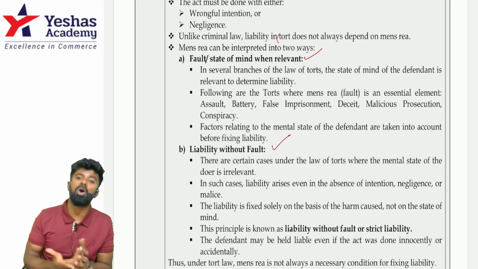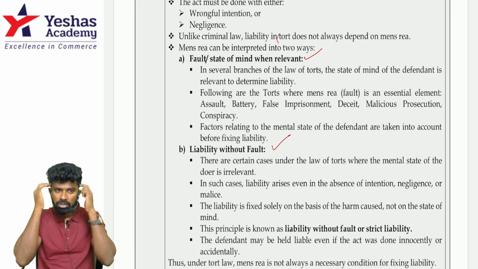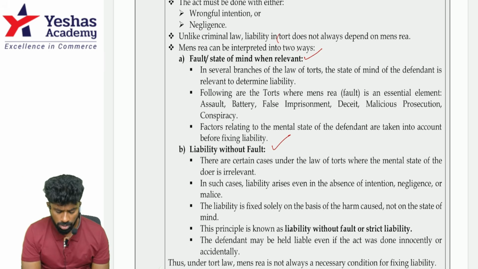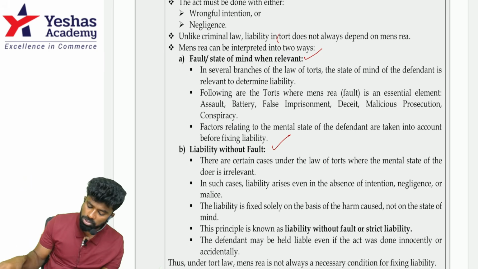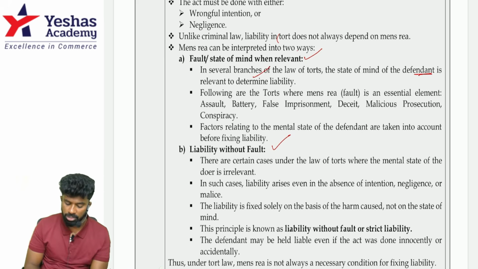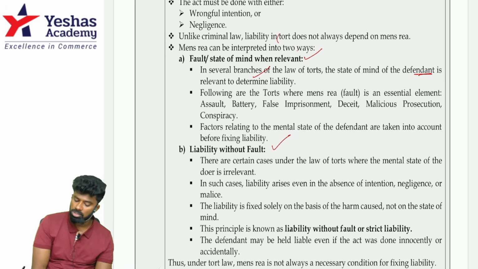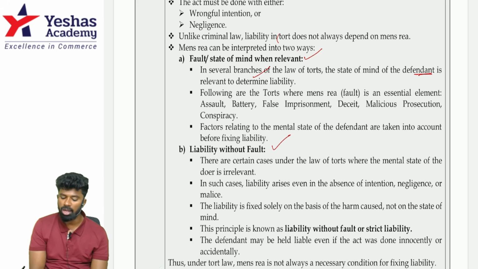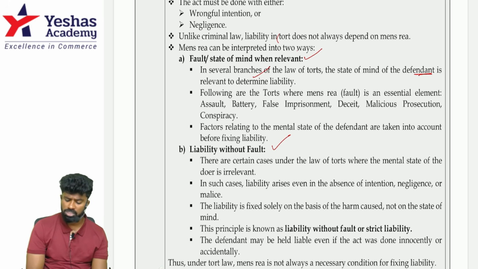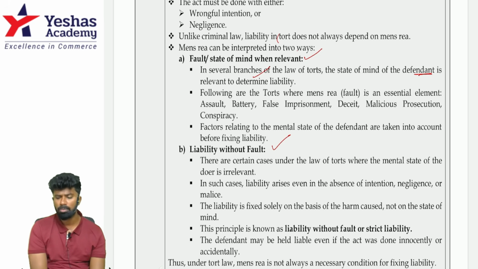Let us discuss the torts where mens rea is relevant. In several branches of the law of tort, the state of mind of a defendant is relevant to determine the liability. Following are the torts where mens rea is an essential element. What is the first one? Assault. Second one, battery. Third one, false imprisonment. Fourth one, deceit. Fifth one, malicious prosecution. And the sixth one, conspiracy.